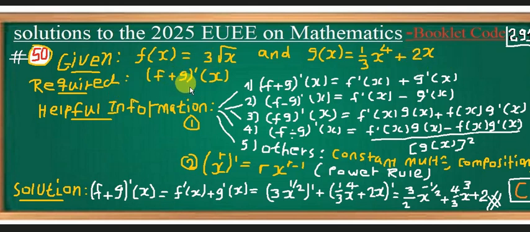We require the derivative of f plus g at x. What information do we need to solve this? The formula for calculating the derivative of a summation of functions. The summation formula, or sum rule for derivatives: how is the derivative of the sum of two functions found? This is the formula. We find each derivative separately and add the derivatives of the two functions. The derivative of f is found separately, the derivative of g is found separately, and they are added. This is the sum rule.